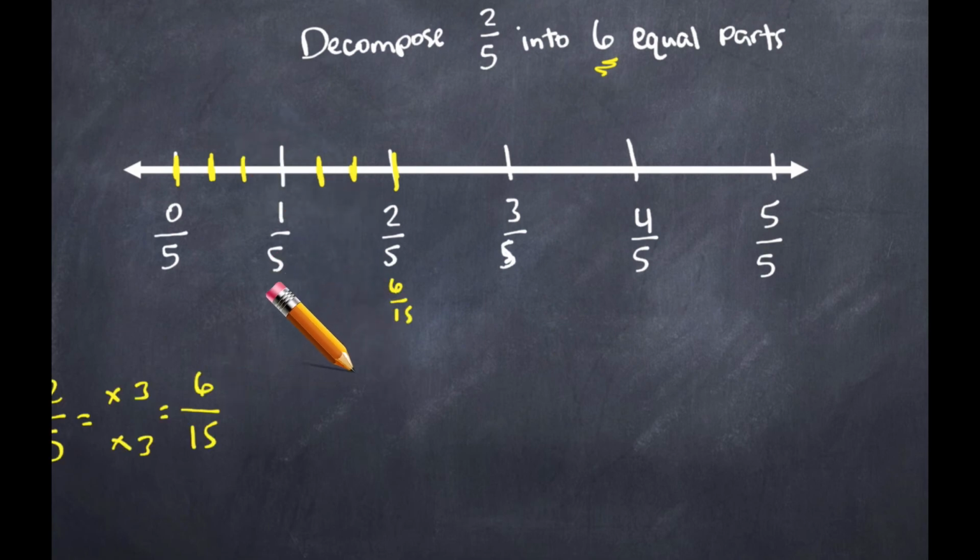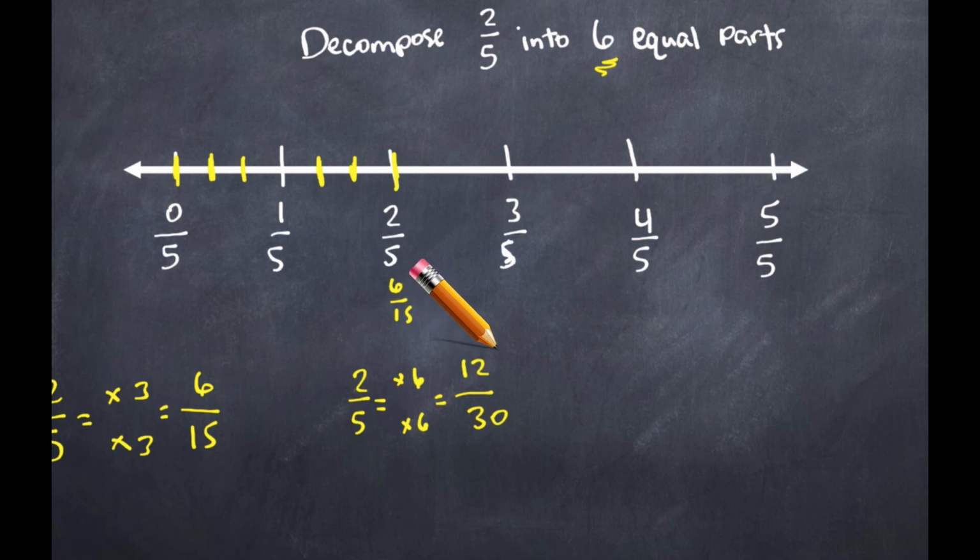I could also say that we took those 2/5 and split them into 6 equal parts. 1, 2, 3, 4, 5, 6, right? So we can multiply by 6 to get 12/30ths. Okay, 12/30. So that would be another equivalent fraction.